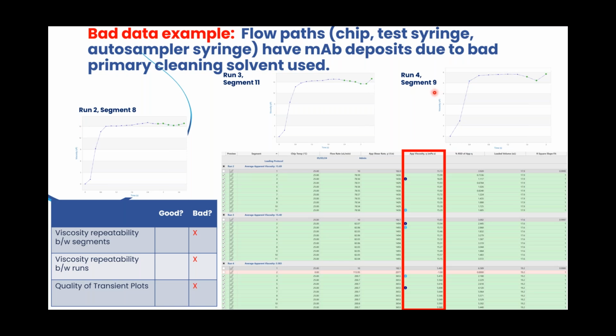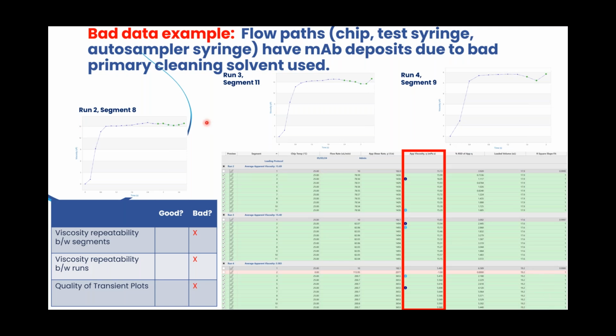We can see that the repeatability between segments is bad. So these are viscosity measurements here. We can also see the repeatability between the runs is bad as well. So this is a viscosity for one run. This is for the next. So we can see that it's not as high as it should be otherwise.